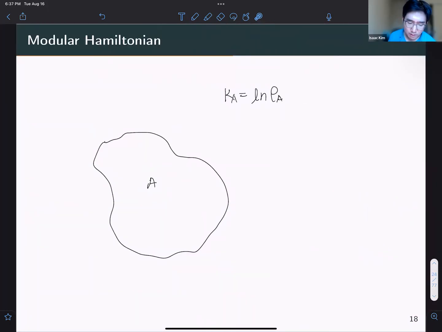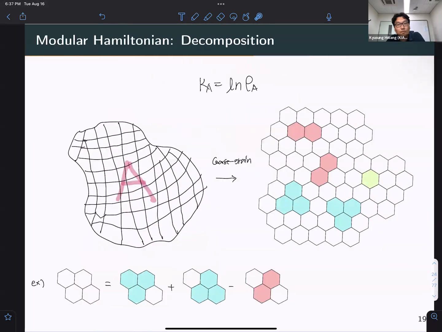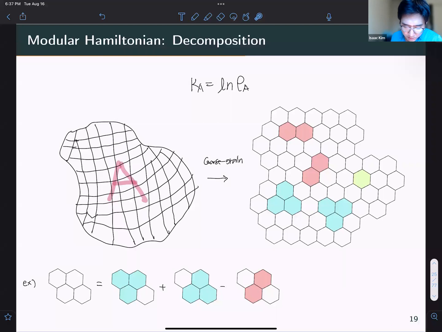And more importantly, as I said before, we can decompose this entanglement Hamiltonian. Some people call it the modular Hamiltonian. The way to do this is, let's say you have some large subsystem A, and for concreteness I coarse-grain it into smaller cells. Imagine these individual cells are sufficiently large compared to the correlation length, but small compared to the size of A. And there is something that you can do.